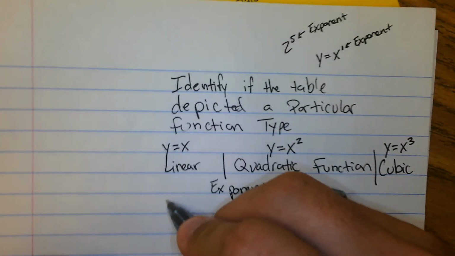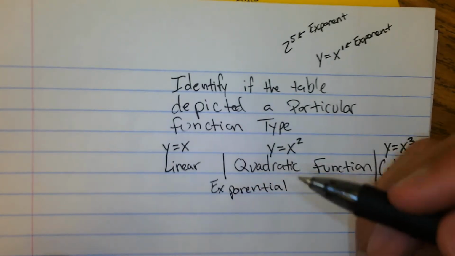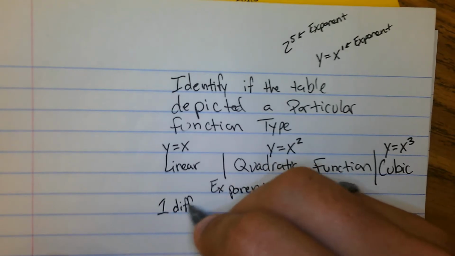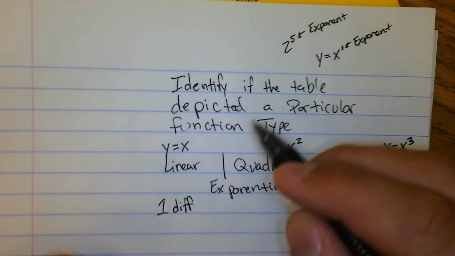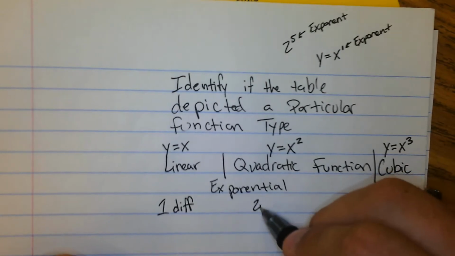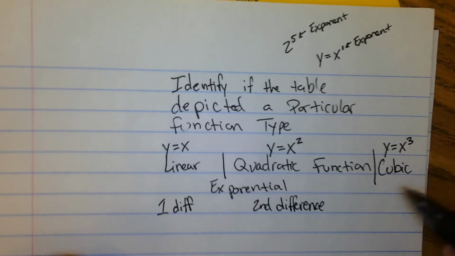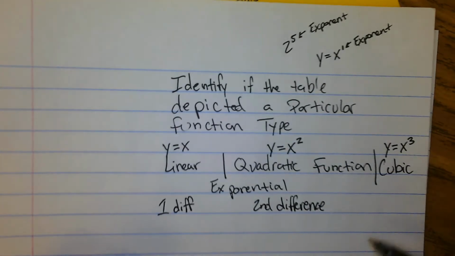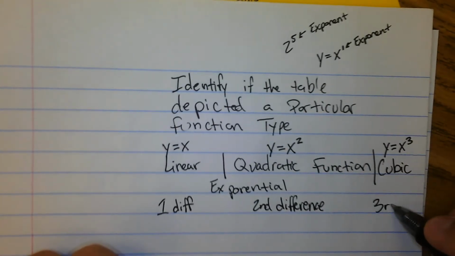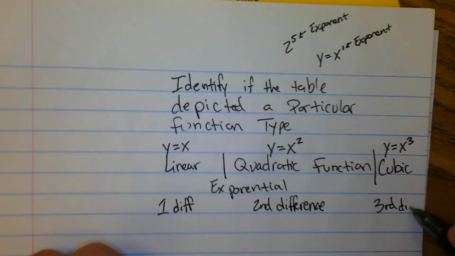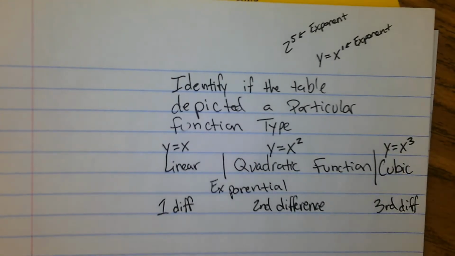And whenever we were given our table, we found the first difference. And if the first difference was constant, it was linear. We found the second difference. And if the second difference was constant, it was a quadratic function. And then we found the third difference. And if the third difference was constant, then it was a cubic function.